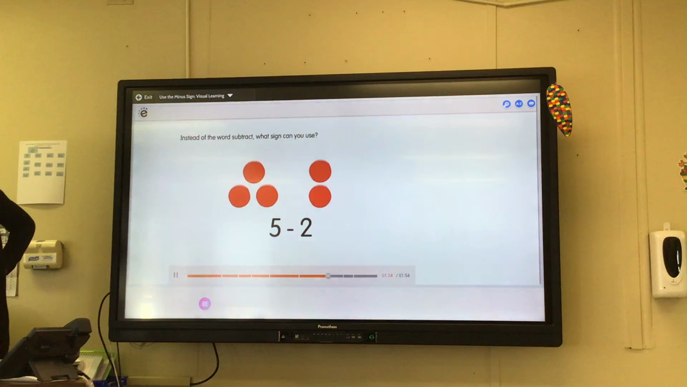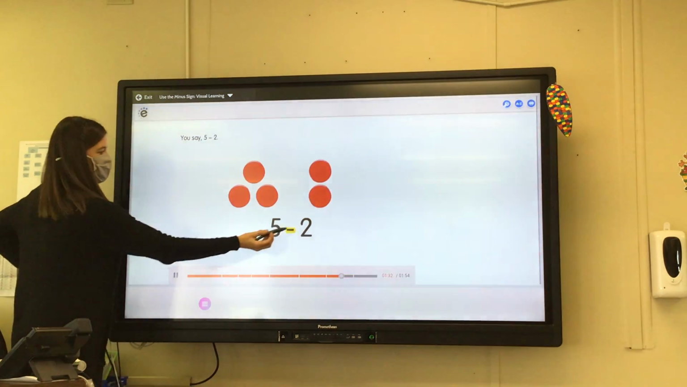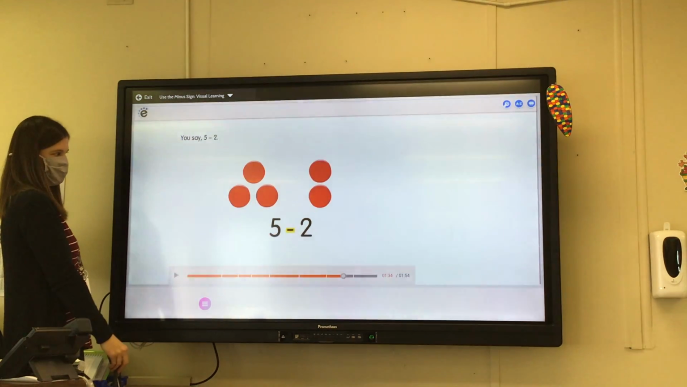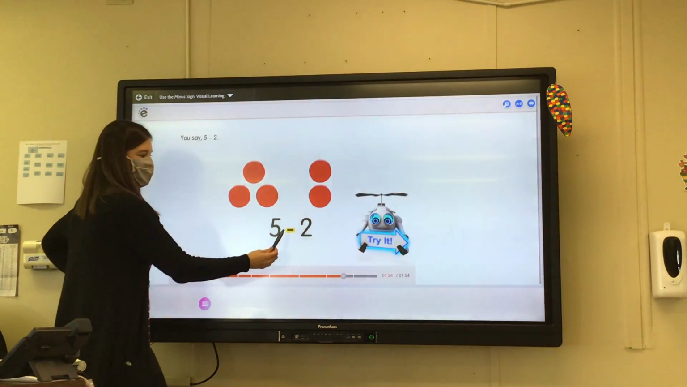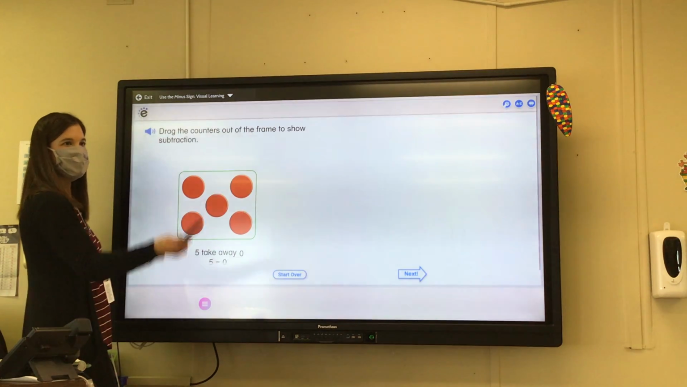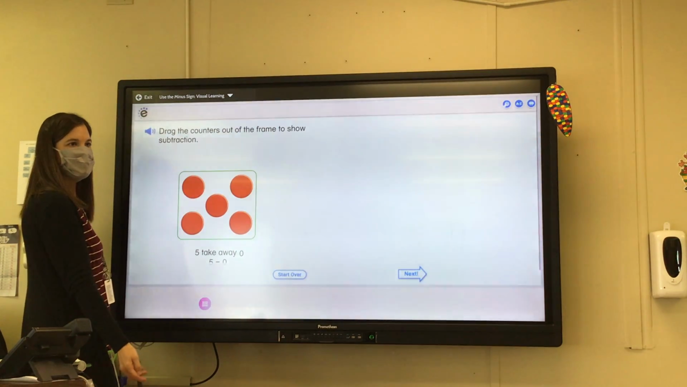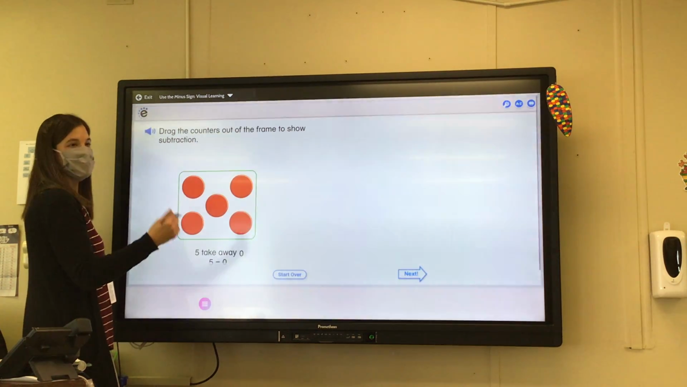Let's see. You can use a minus sign. You say 5 minus 2. Can you say that? 5 minus 2. All right, let's try it. The minus is different because it doesn't have one more line. It just has one line, right?